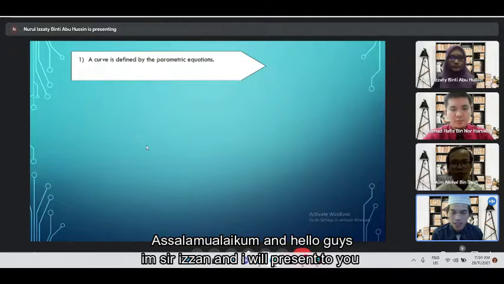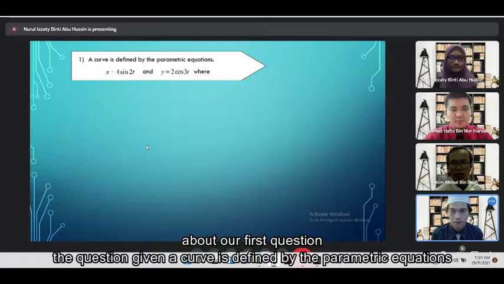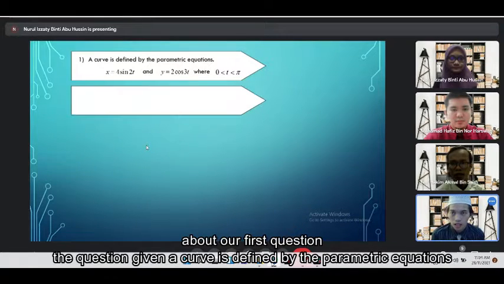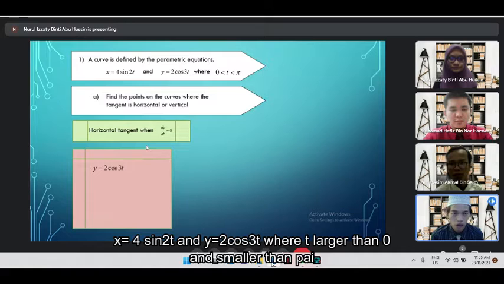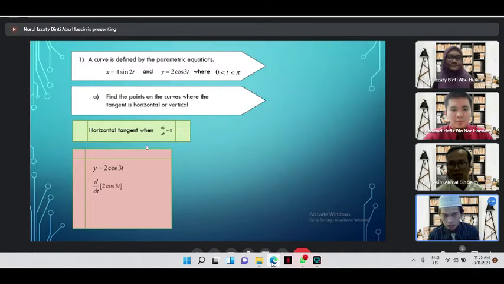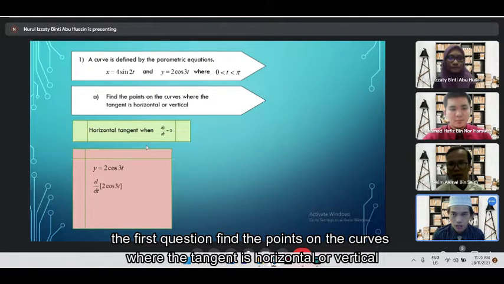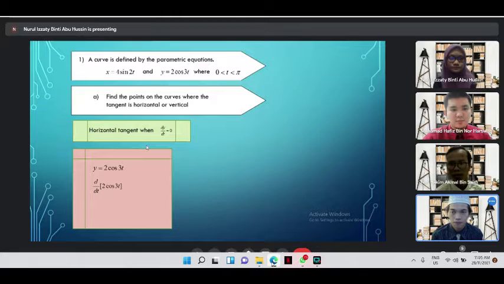Assalamualaikum and hello guys. I am Sir Izan and I will present to you our first question. The question given: a curve is defined by the parametric equations x equals 4 sin 2t and y equals 2 cos 3t, where t is larger than 0 and smaller than pi. The first question: find the points on the curve where the tangent is horizontal or vertical.